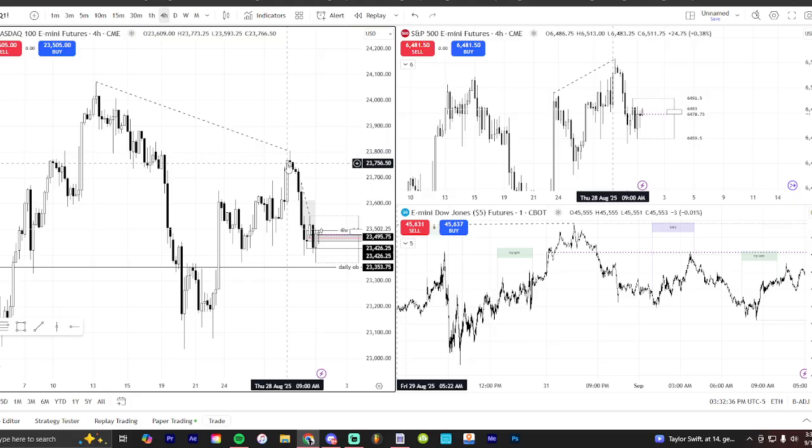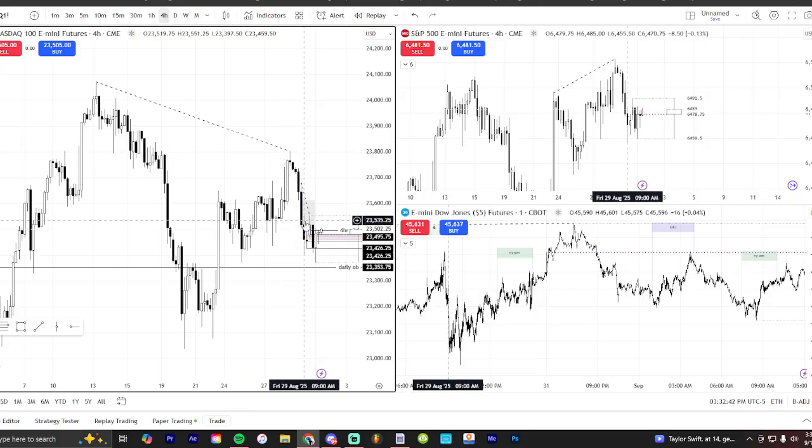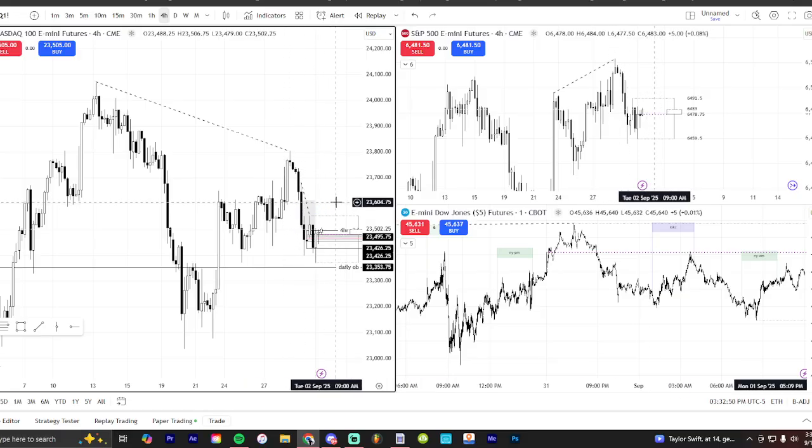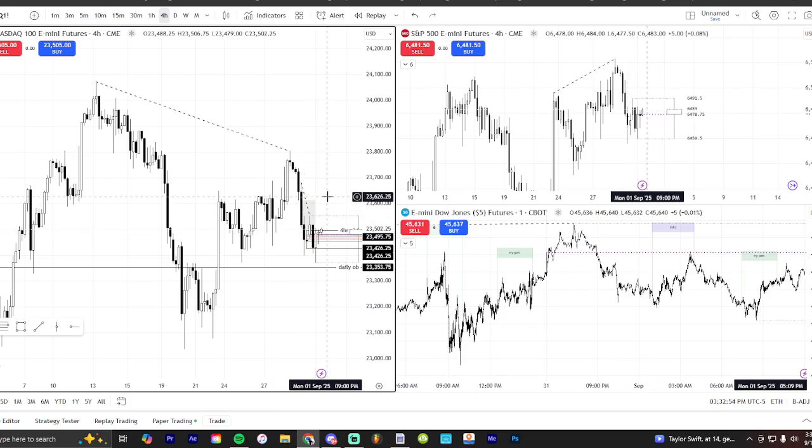Price breaks lower on Friday, so we take out all-time high on Thursday. Price breaks lower on Friday, breaks through this bullish order block, turns it into a bearish breaker, also giving us our CISD on the 4-hour. So now I'm very bearish, not extremely bearish, but my bias is bearish.